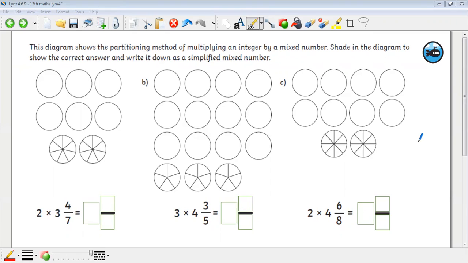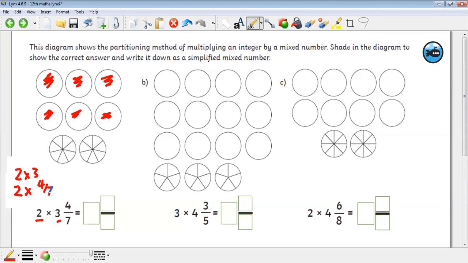We've got two lots of this mixed number here. So I've got two lots of 3. So that's going to be one lot of 3, another lot of 3. So I've done the 2 times 3. Now I need to do the 2 times the 4/7. So I'm now going to need to use these diagrams.